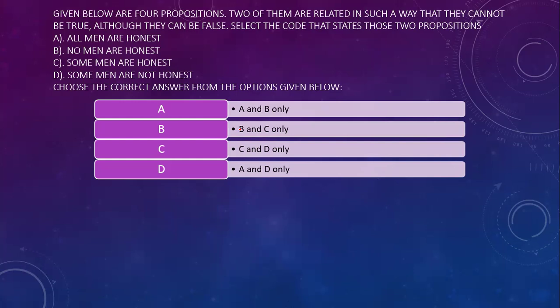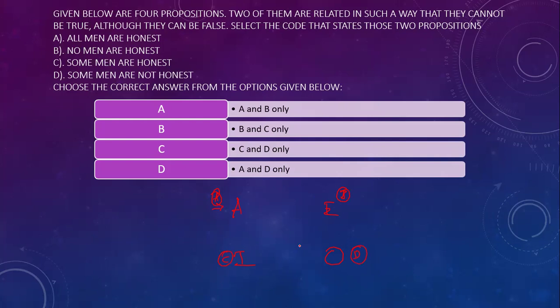Given below are four propositions, two of them are related in such a way that they cannot both be true, although they can both be false. A, E, I, O. Here we can say that both can be true, both can be false. A: All men are honest. B: No men are honest. C: Some men are honest. D: Some men are not honest.